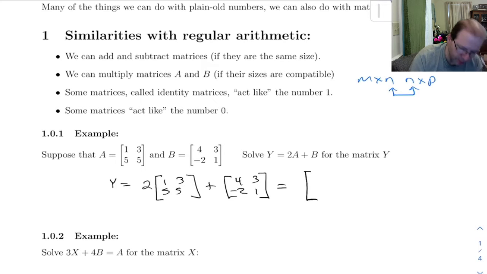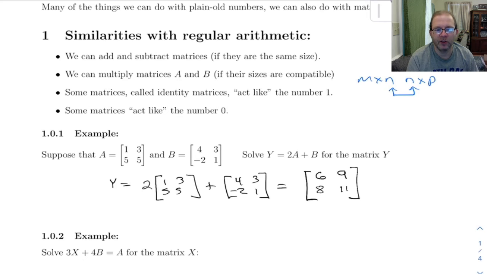So we just do this on an element by element basis. So I could write this in a couple of steps, but I'm just going to do it in one. For this entry here, it's going to be 2 times 1 plus 4. So that's going to be 6. Next up, we get 6 plus 3 is 9. For this entry, 2 times 5 is 10, minus 2 is 8. And the last entry is 10 plus 1 is 11. So there's really nothing new going on here except for we're dealing with 4 numbers instead of just 1.